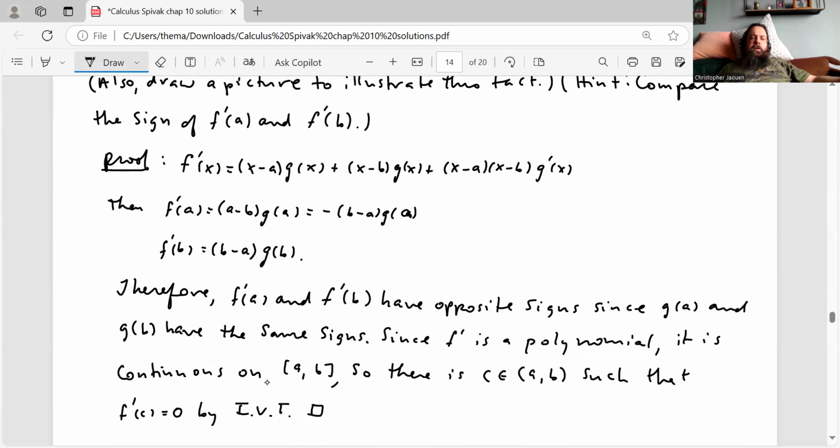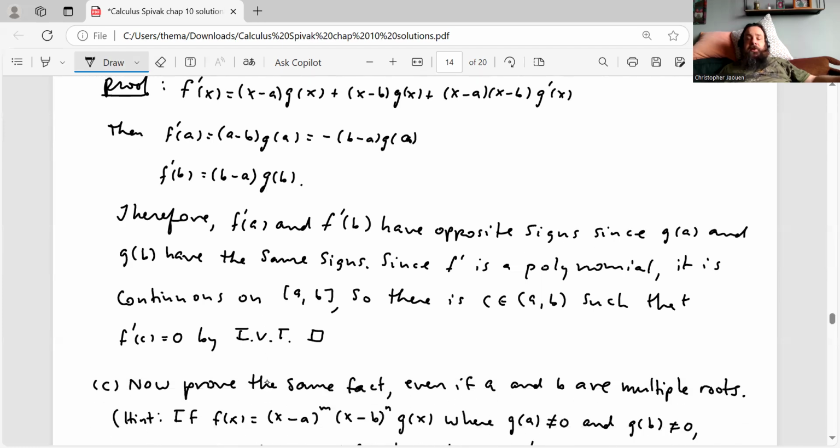And then f prime of a, if you evaluate this at a, you end up with a minus b times g of a, which is minus b minus a times g of a, if you factor out a minus sign from a minus b. And f prime of b is b minus a times g of b. Therefore, f prime of a and f prime of b have opposite signs, since g of a and g of b have the same sign.